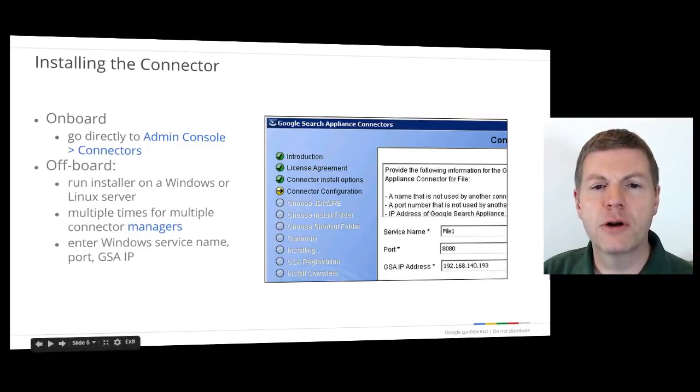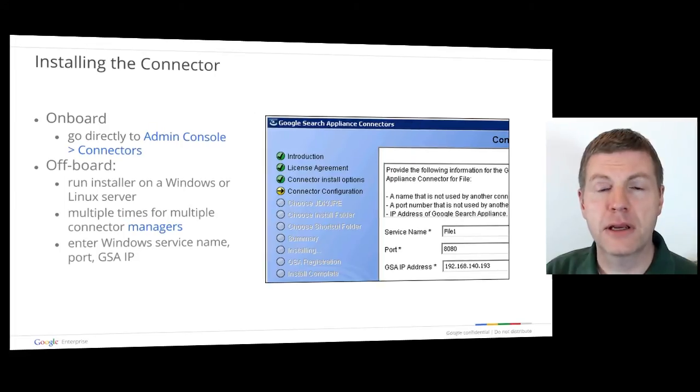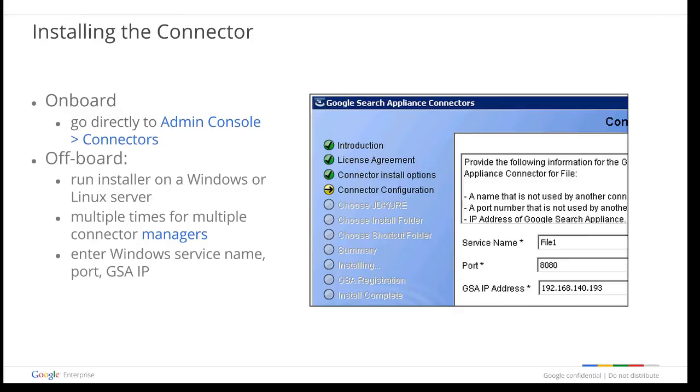To configure the onboard connector, go to Connector Management, then Connectors. Add a connector from Connector Manager 0, which is the onboard connector manager. To configure the offboard connector, you will first have to download and install the connector software. This is available in an easy-to-use installer that will install everything you need: a connector manager, the connector software, and the connection from the GSA to the connector manager.